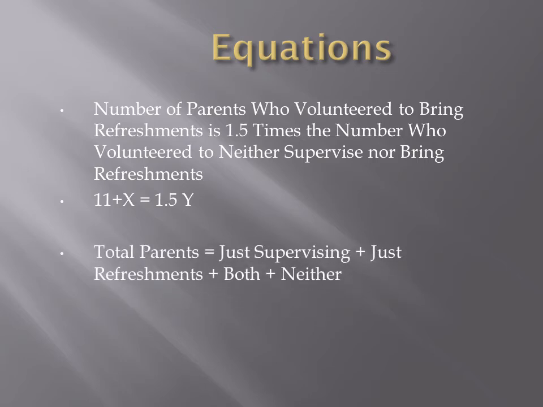For our second equation, it's just the total number of parents. Our total number of parents is going to be those parents just supervising, plus those parents who are just bringing refreshments, plus those parents who are both supervising and bringing refreshments, plus those parents who are neither supervising nor bringing refreshments. And that equation is 84, which is our total number of parents, equals 24 plus X plus 11 plus Y.